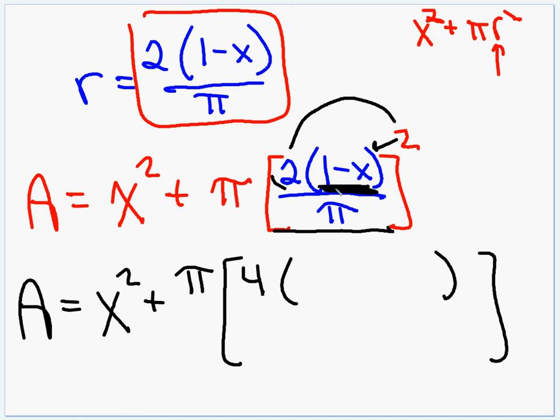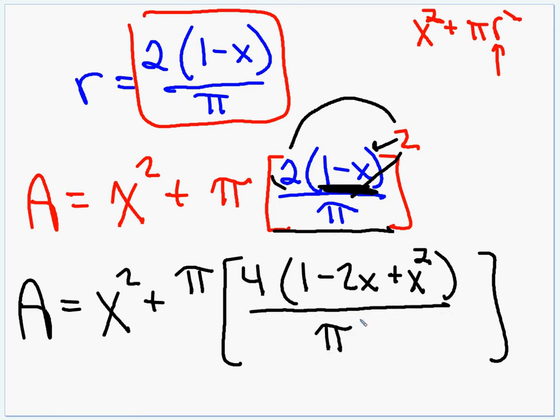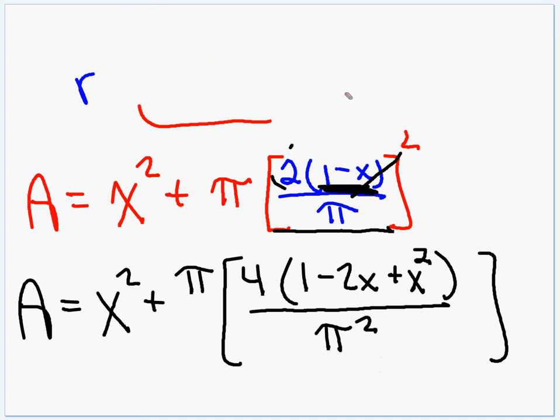I feel like foiling that out right now. 1 minus x times itself is 1 minus 2x plus x squared. Oop, that's supposed to be a squared. Don't forget to square the denominator. This pi down here also gets squared, so that becomes pi squared. Okay, we're getting somewhere.